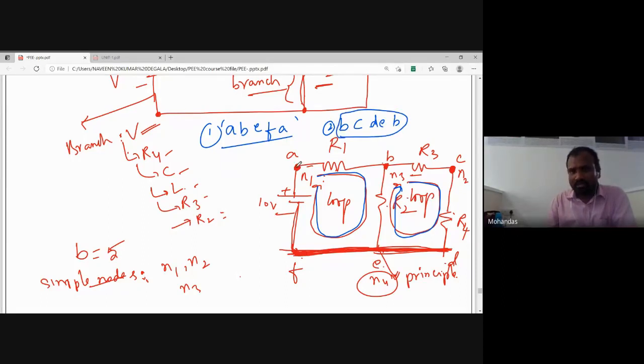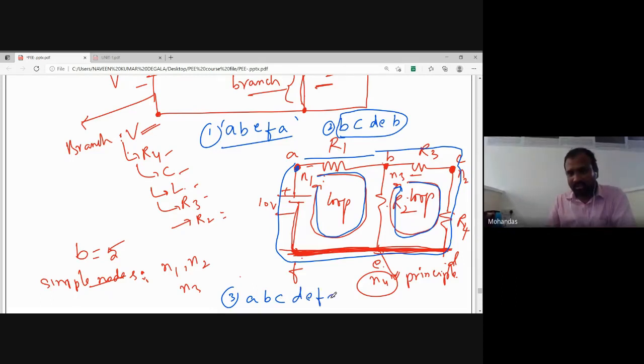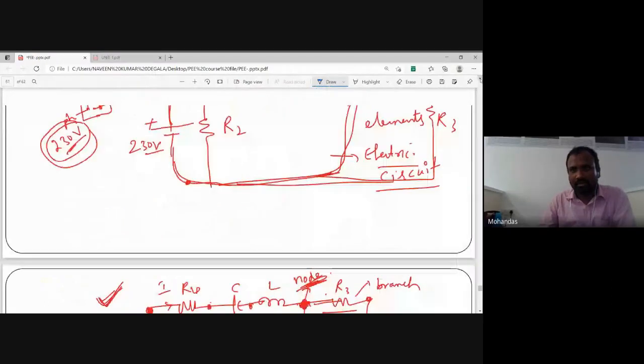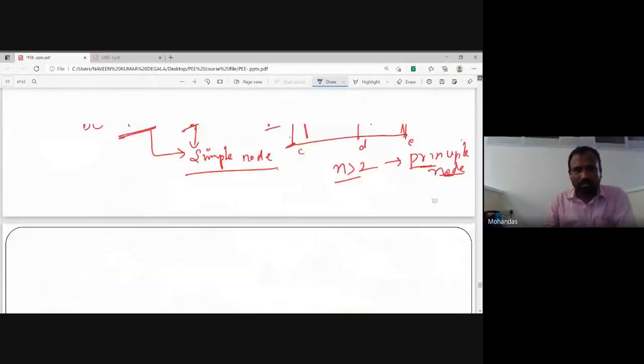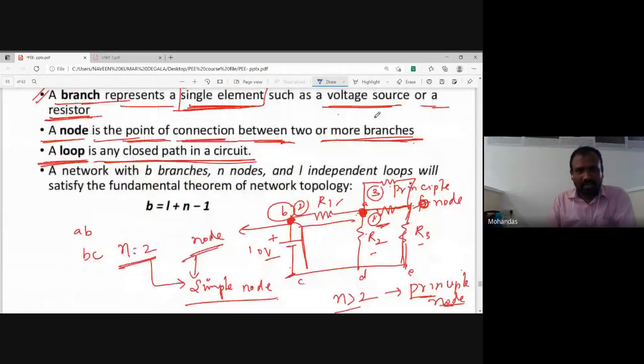The third loop is to start from A to B, and B to C, D, E, F, and again A. Are you getting me? This is also a loop, the third loop: A, B, C, D, E, F, and A. That means all possible closed paths are known as loops. That is the definition of a loop: a loop is any closed path in a circuit.